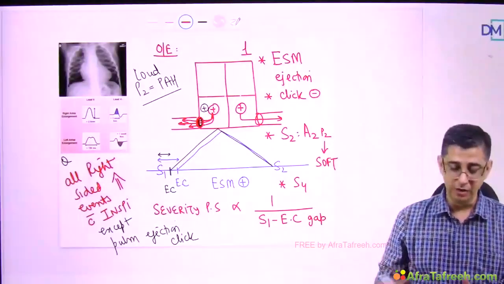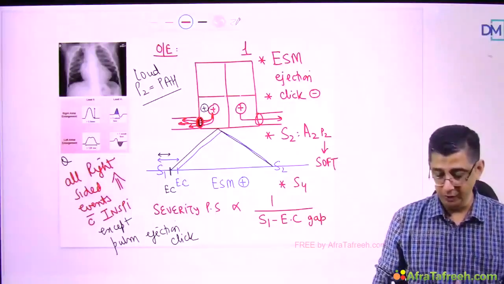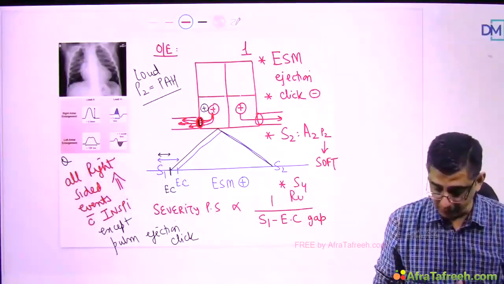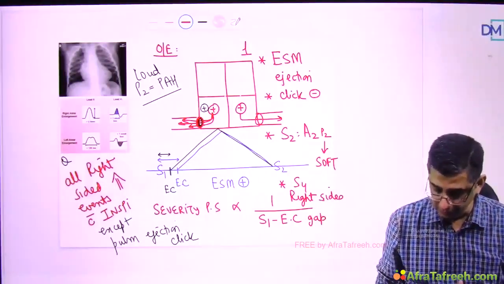And then the fourth heart sound in pulmonic stenosis, this would be written as a right-sided fourth heart sound, is explained by the right atrial enlargement that will occur in these patients.